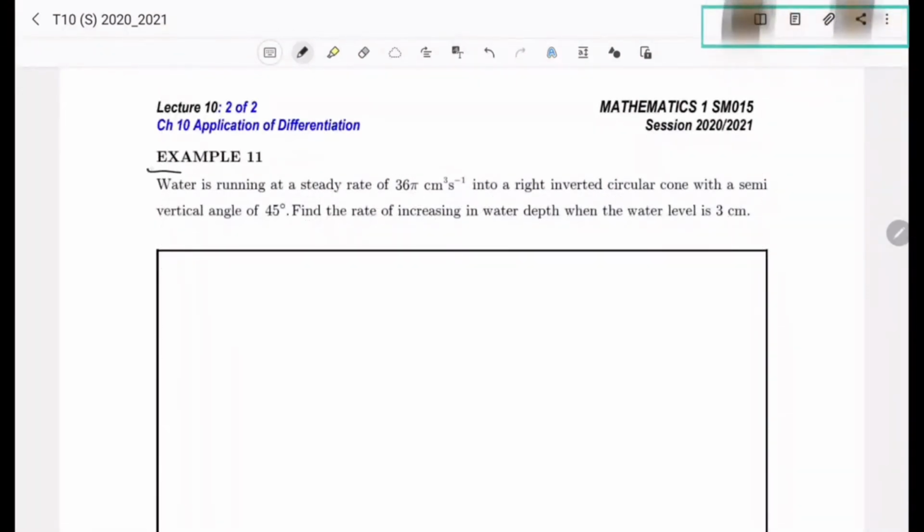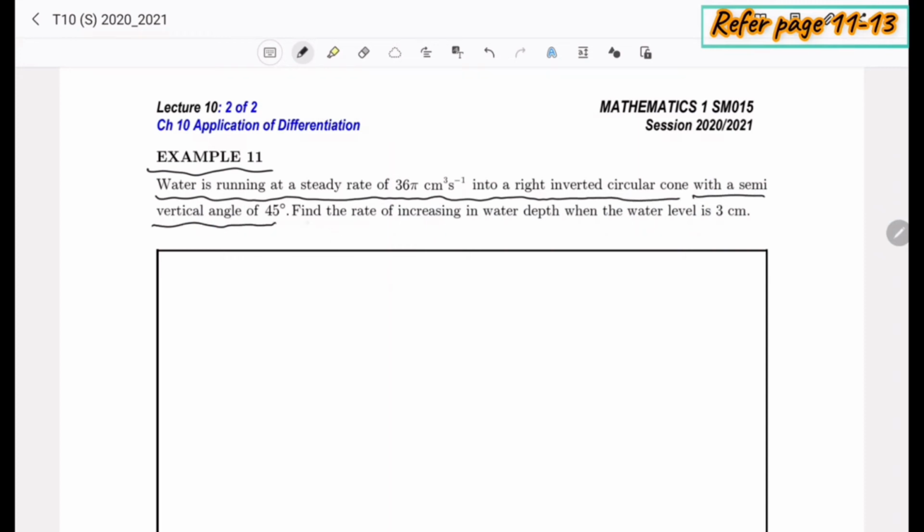Let's look at example 11. So water is running at a steady rate of 36 pi centimeter cube per second into a right inverted circular cone with a semi-vertical angle of 45 degrees. Find the rate of increase in water depth when the level of the water is 3 cm. So again, you look at the unit here. So that is for volume. So dV/dt is 36 pi cm cube per second.